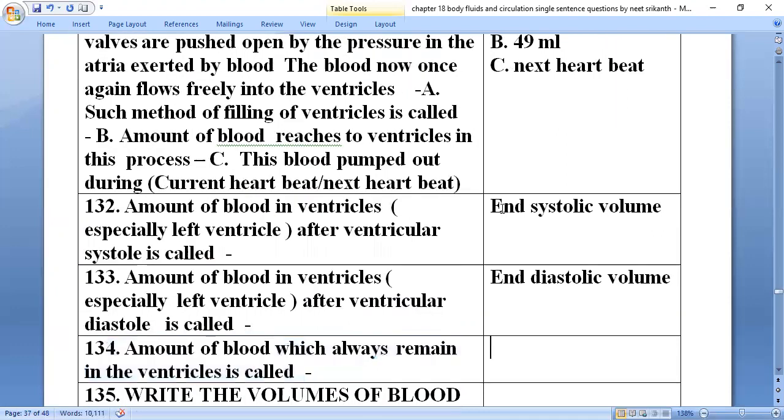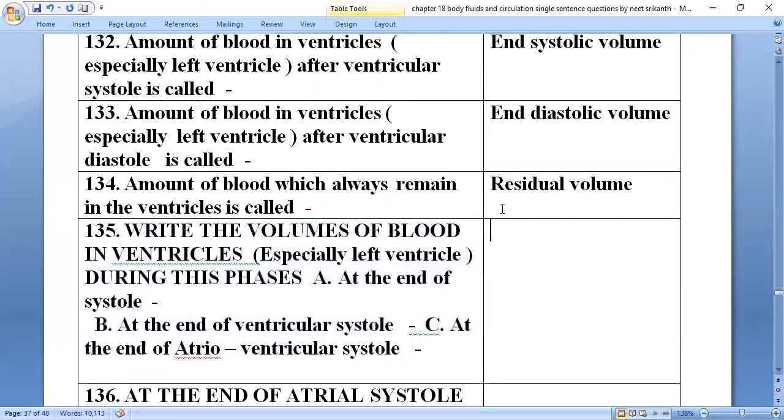The amount of blood in the ventricle, especially the left ventricle, after ventricular diastole is called end diastolic volume. Next, the amount of blood which always remains in the ventricles is called residual volume. Answering all these questions, we are going to learn a great concept here. Blood is not only filled during systole, also during diastole. A considerable amount of blood is coming to the ventricle from the atria.